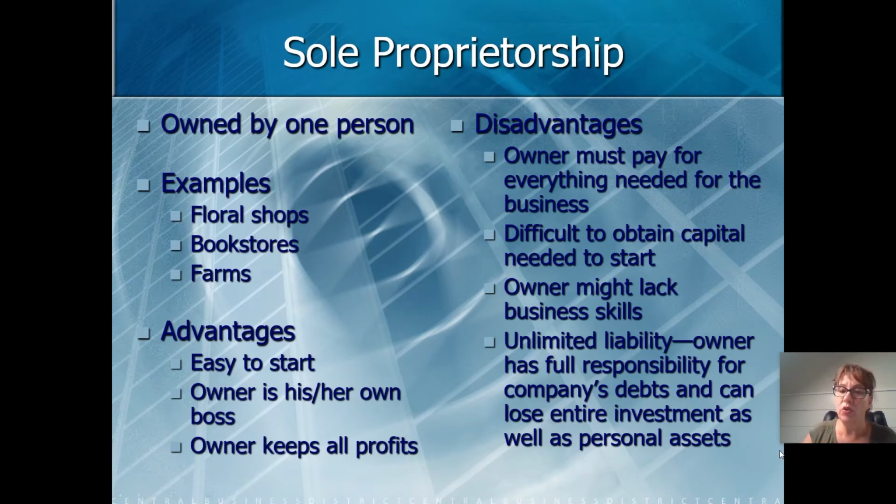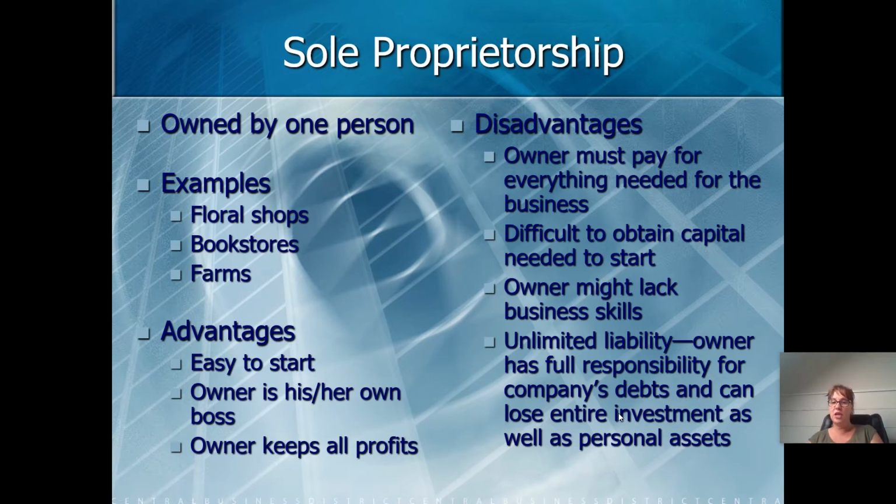That is where we're referring to the owner might lack business skills. And then our next one is unlimited liability. When it says unlimited, let's just read the description they have here. Owner, that means you, the sole proprietor, has full responsibility, unlimited responsibility, for all the company's debts. Another word for debts would be liability, and can lose entire investment as well as personal assets.